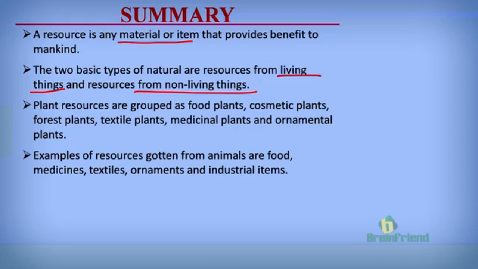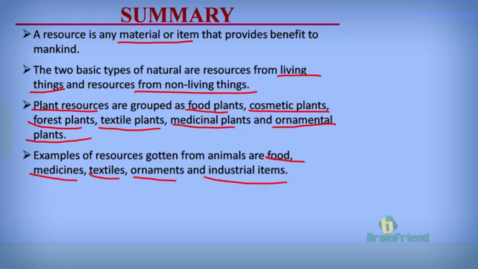So biotic resources are of two types. We have those that are gotten from plant sources and those from animal sources. So plant resources are grouped as food plants, cosmetic plants, forest plants, textile plants, medicinal plants, and ornamental plants. Examples of resources or items that are gotten from animal sources include food, medicines, textiles, ornaments, and industrial products. All of these resources are of economic importance to man and to his society.